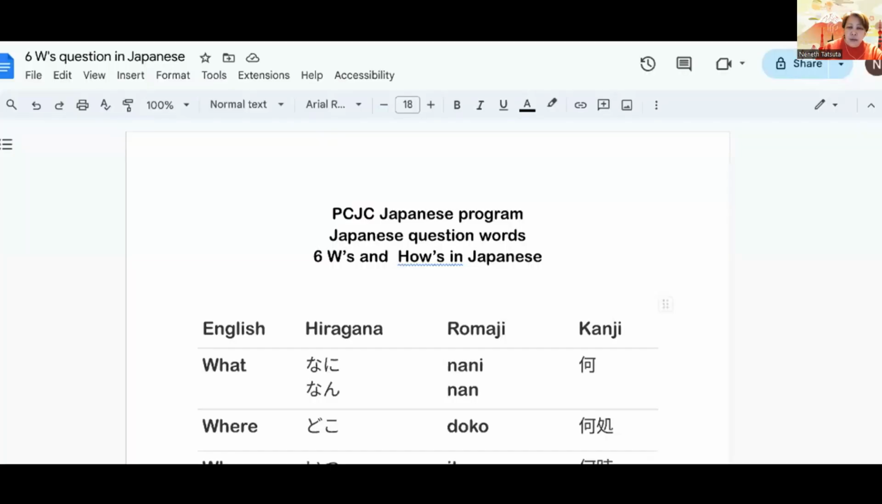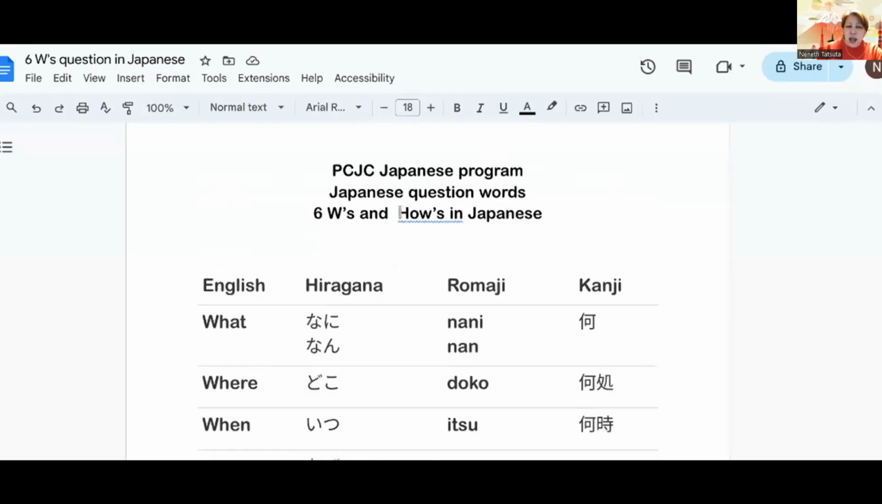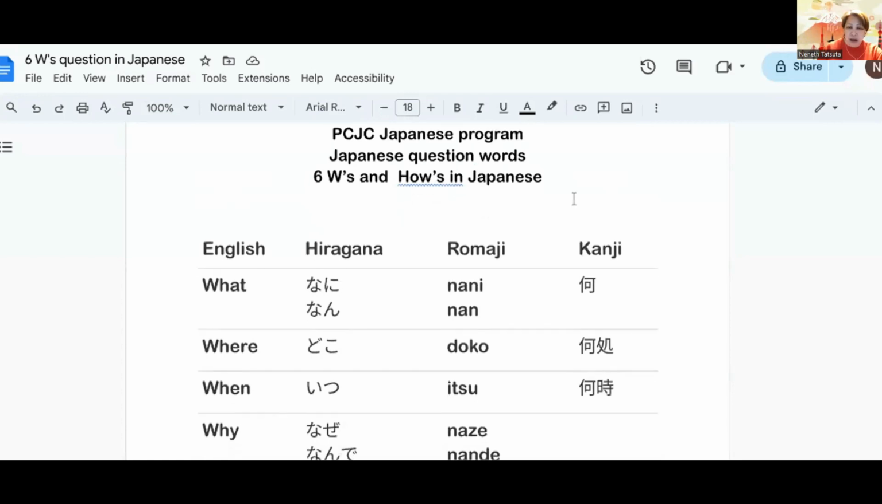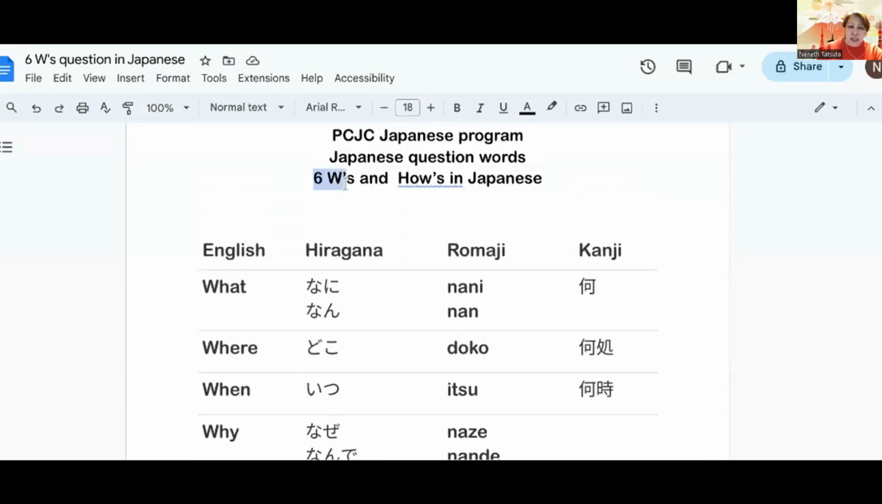Okay, this one. In our old class, we call this the 6 W's and hows in Japanese. I'm going to give this to you again in a PDF file. This will be yours, for you to remember. Why do we call this the 6 W's?